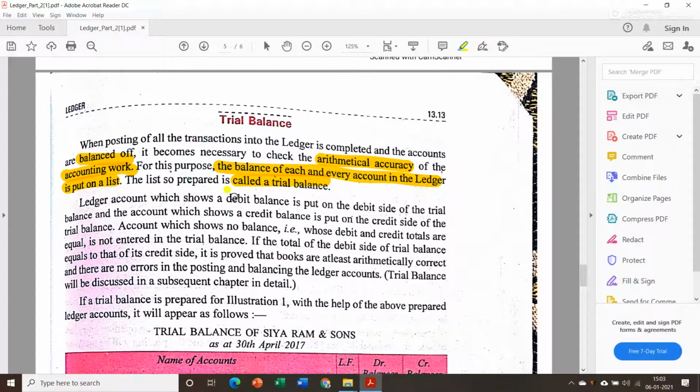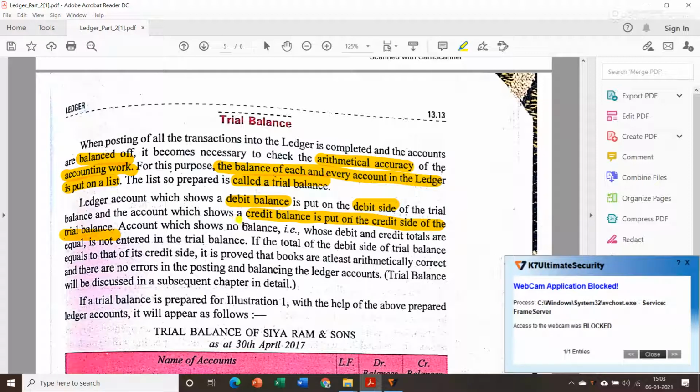A ledger account which shows a debit balance is put on the debit side. As I told you, we have to find out which account shows a debit balance and which shows a credit balance. For example, if the capital account is showing a debit balance, we write it on the debit side. If any account is showing a credit balance, we write it on the credit side of the trial balance.